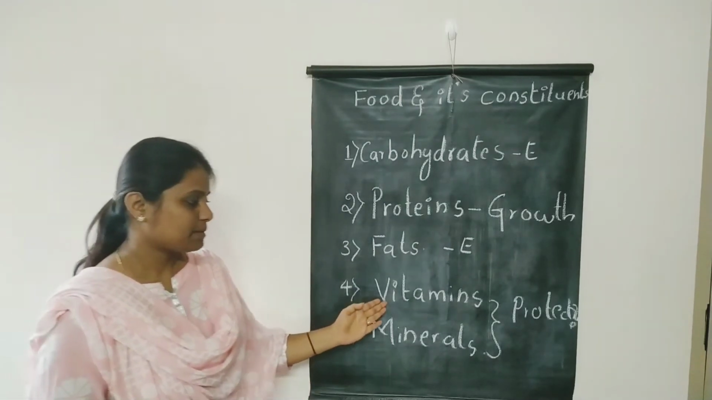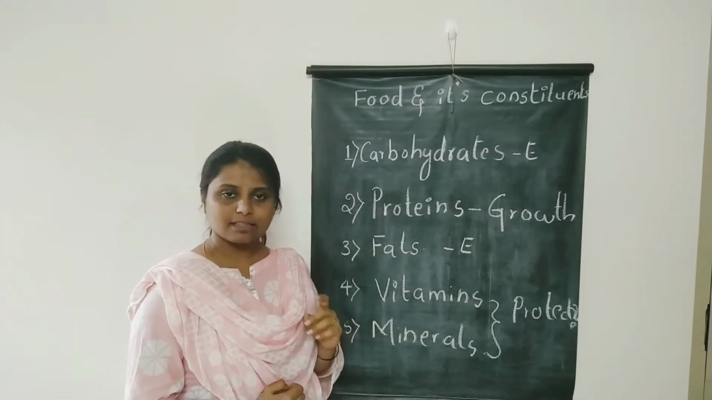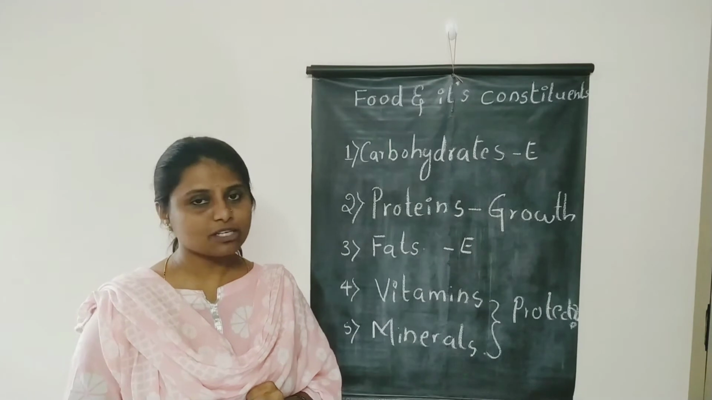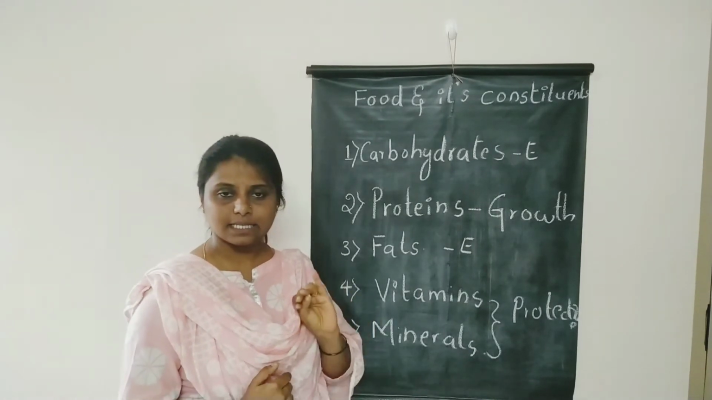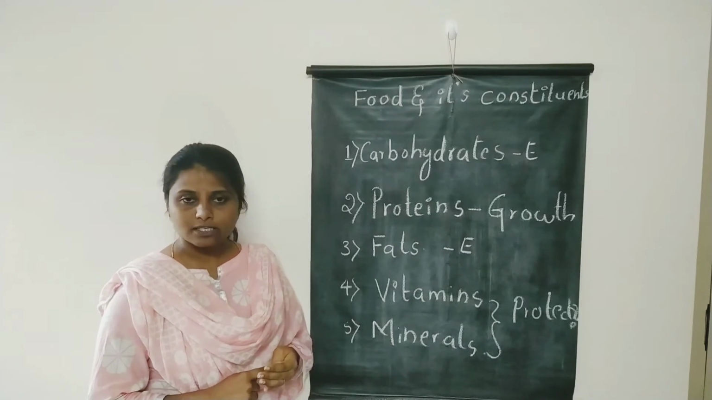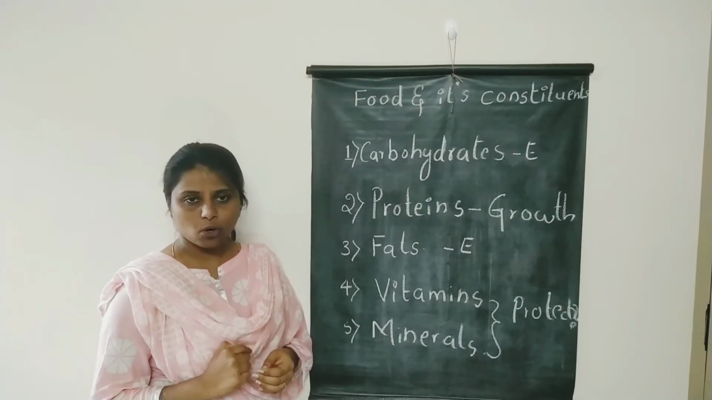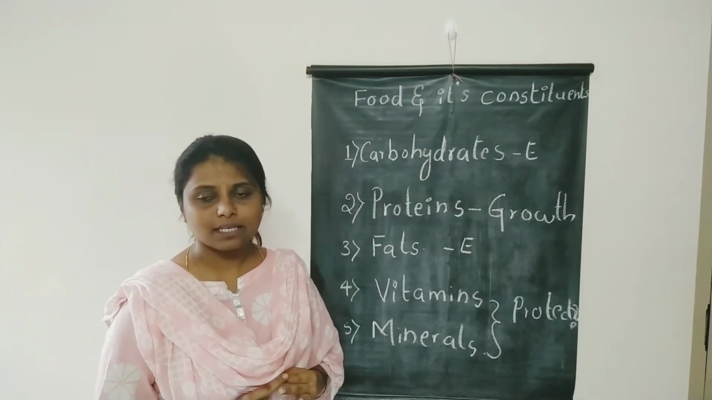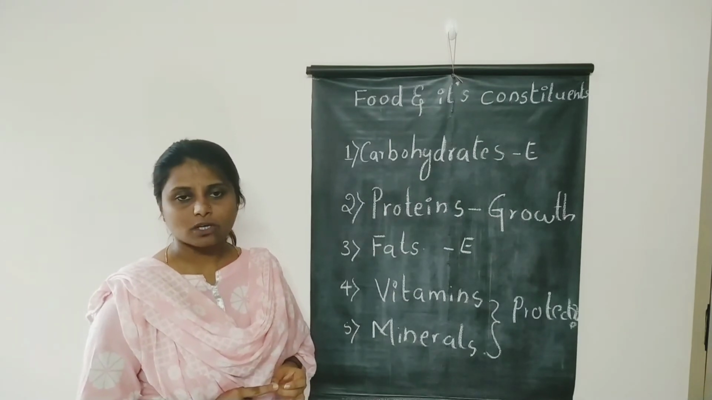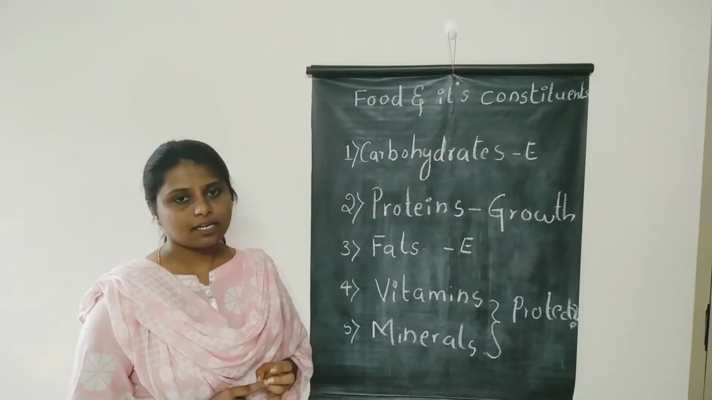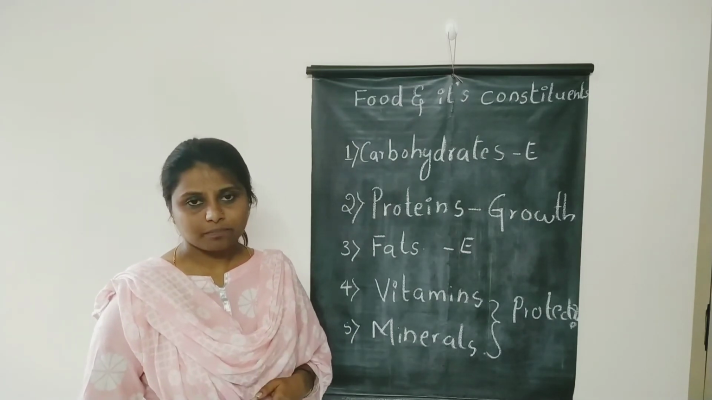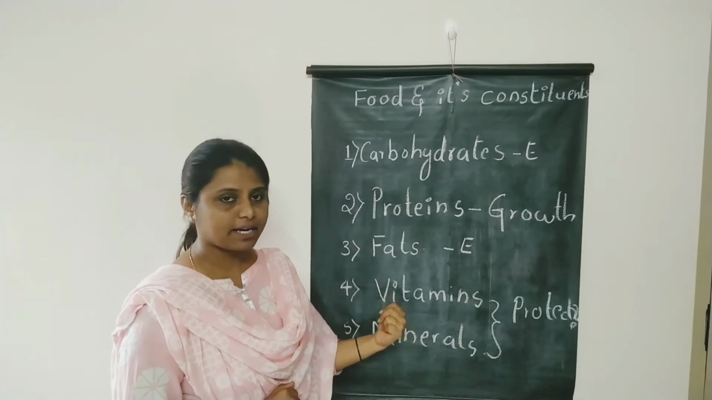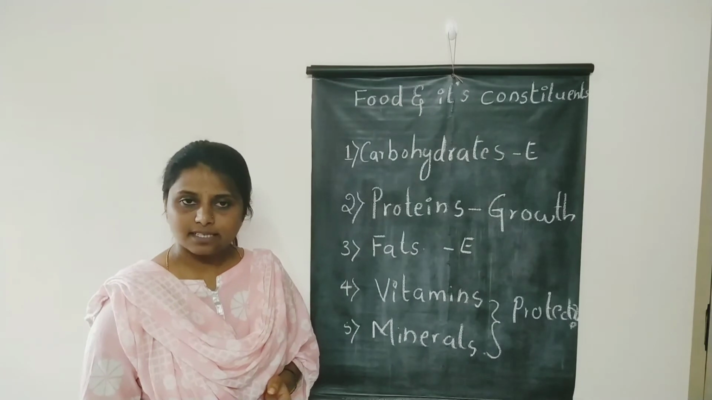Next is vitamins. We will study the vitamins in detail. There are 4 main vitamins: A, B, C, D, and K. We will not study K. A, B, C, D. Vitamin A deficiency causes blindness in our body. Vitamin B deficiency causes a disease called beriberi. Vitamin C deficiency causes scurvy. Vitamin D deficiency causes soft bones, that is calcium deficiency.